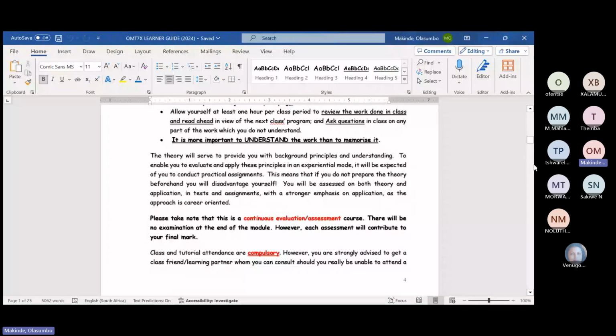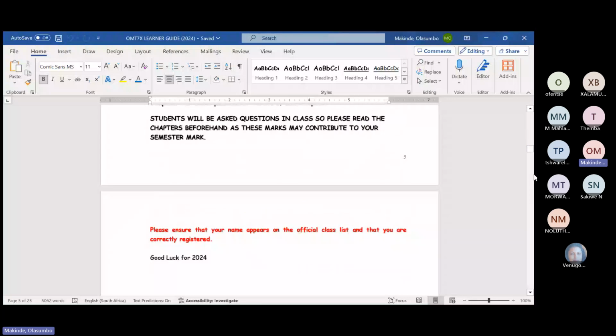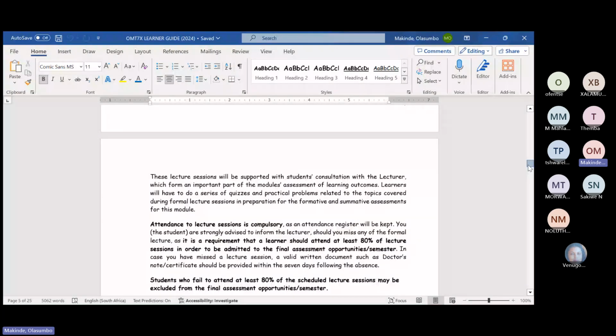Here, the assessment and the modules we're going to cover for operations management techniques 4A and operations management techniques 4B, which will be in second semester. So this is what you must see if you go through it, but I'm not going to go through it, so you can read it when you get home.